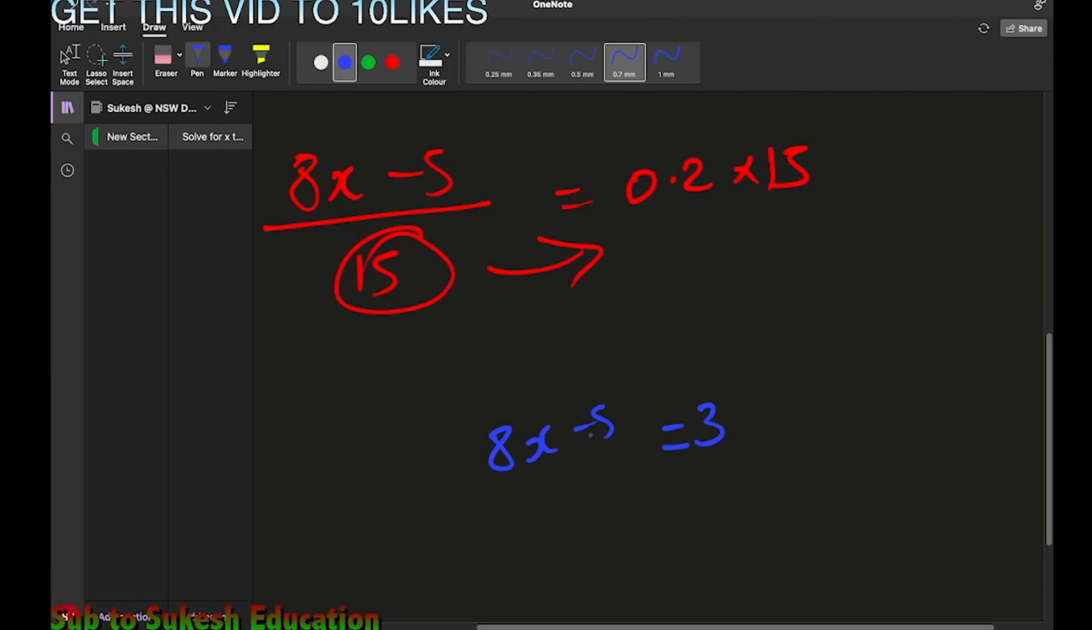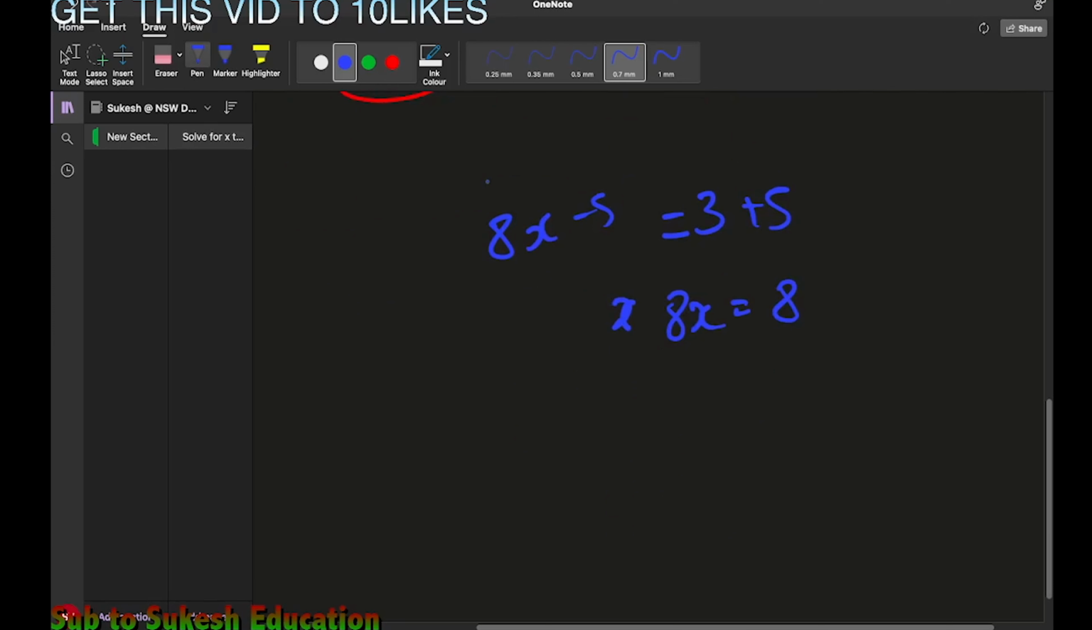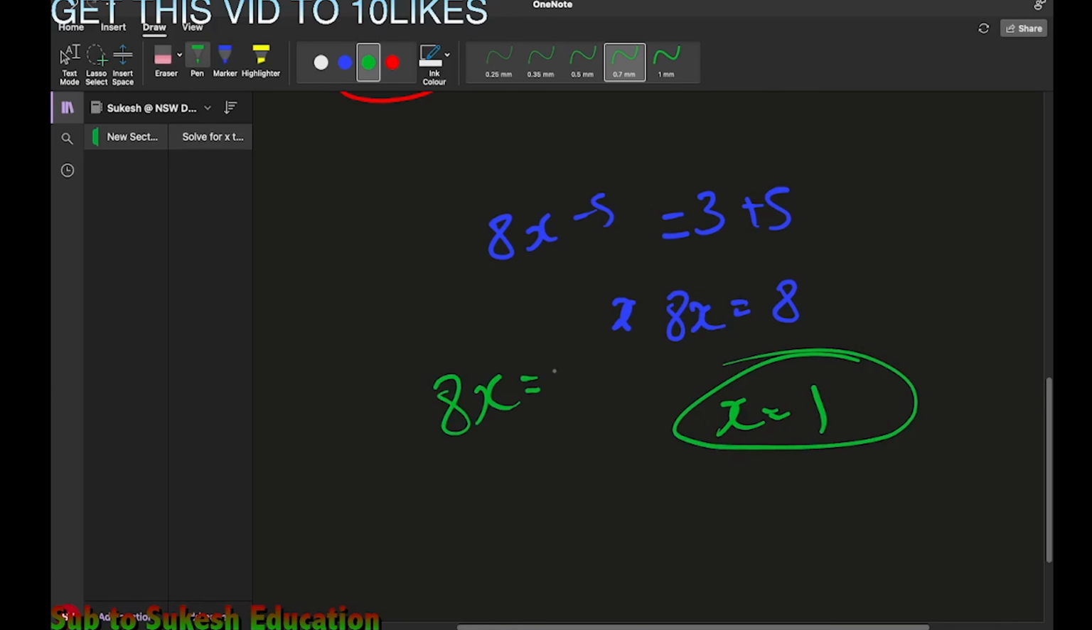Now this minus 5 can go to the other side and it becomes a plus 5. So 8x is equal to 8. Then it's really easy coming to a conclusion, right? x is equal to 1, because 8x is equal to 8. So then x has to equal 1. That's just basic math, guys. So guys, with that, I'm done.